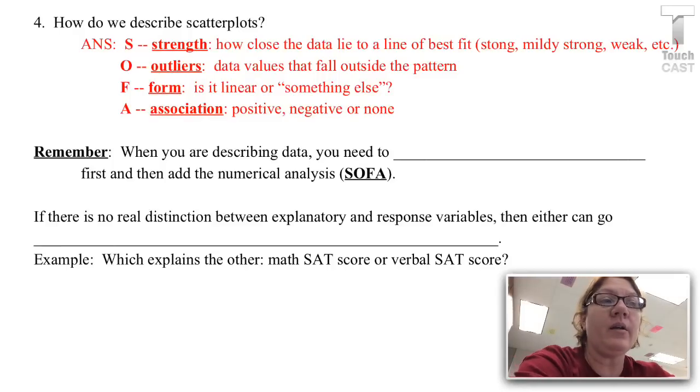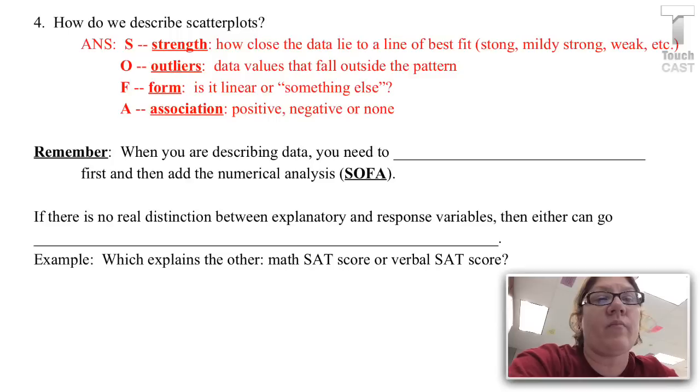So we talked about why we're now using scatter plots, because we have two sets of data, not just one, on individuals that we are measuring. And we talked about what goes on the X and Y axis, and how we're going to remember how to describe scatter plots using SOFA. And the one thing that you need to remember when you're describing is that you must graph it.